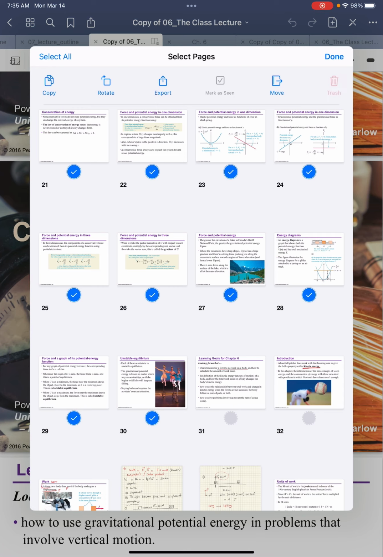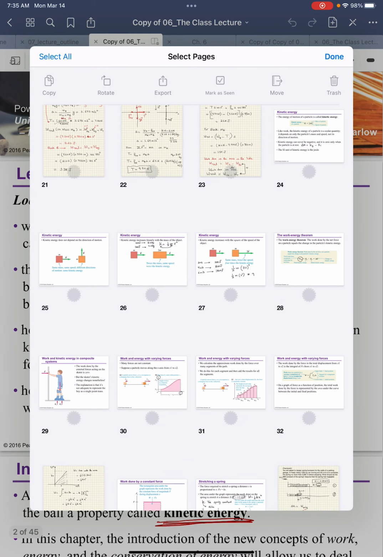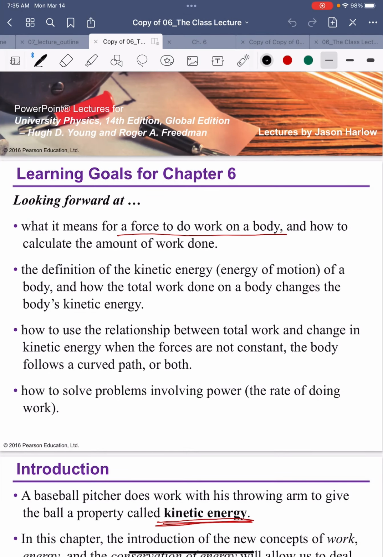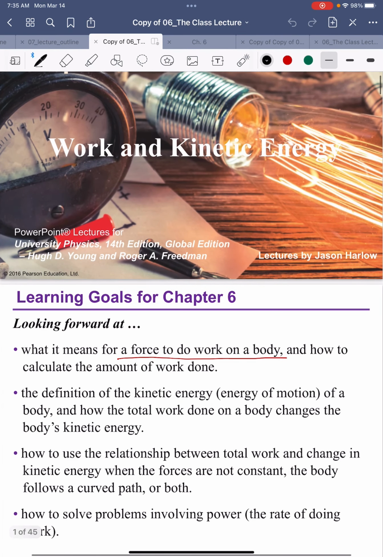Then for this week, we are going to understand what it means to do work on an object. Then we are going to start talking about the idea of calculating the work. And one thing that I want to say here is that most of the time, some of the terms in physics don't mean the exact meaning they have in daily life language.